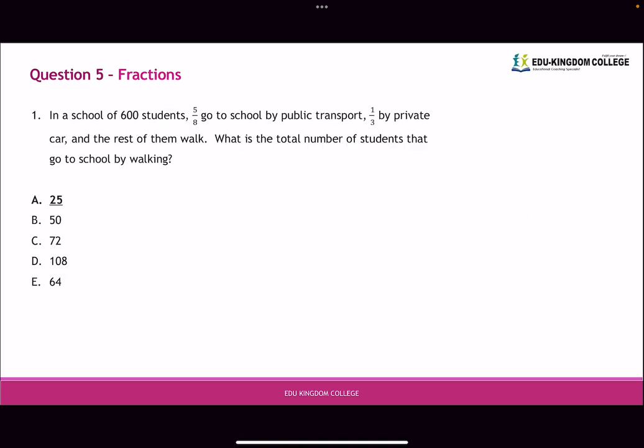Now, question 5. In a school of 600 students, 5/8 go to school by public transport, 1/3 go by private car, and then the rest walk. So how many don't walk?